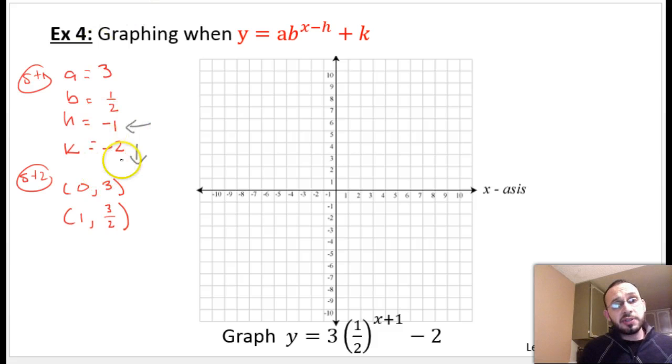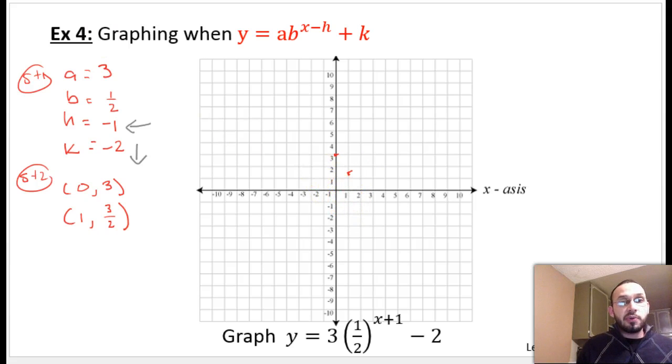So this is very similar to the do now from our exponential growth function. So let's go ahead and plot (0, 3). Here's 0 and 3. So that's my first point. My second point is (1, 3/2), which is just 1 and 1/2. So 1 and 1/2 is about there.